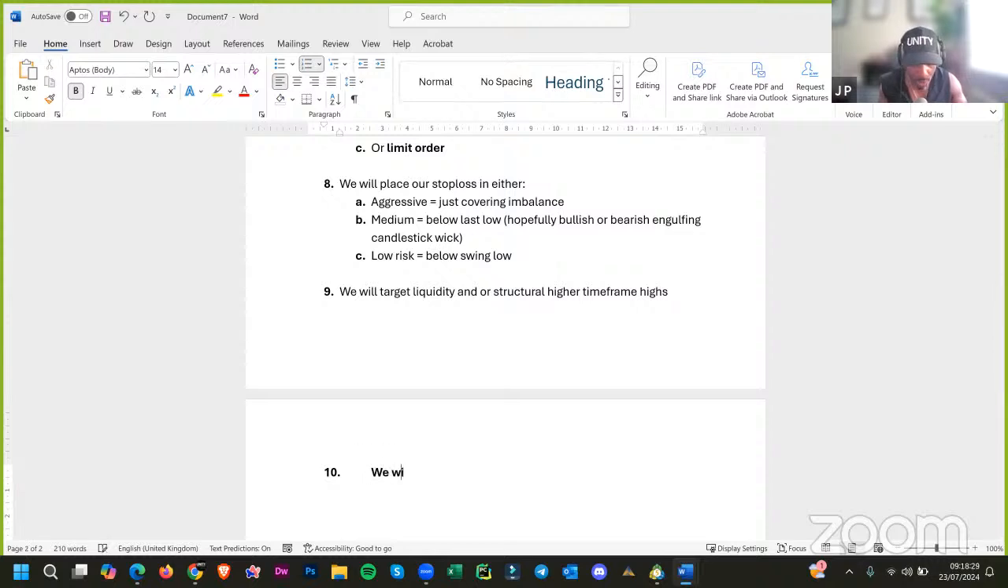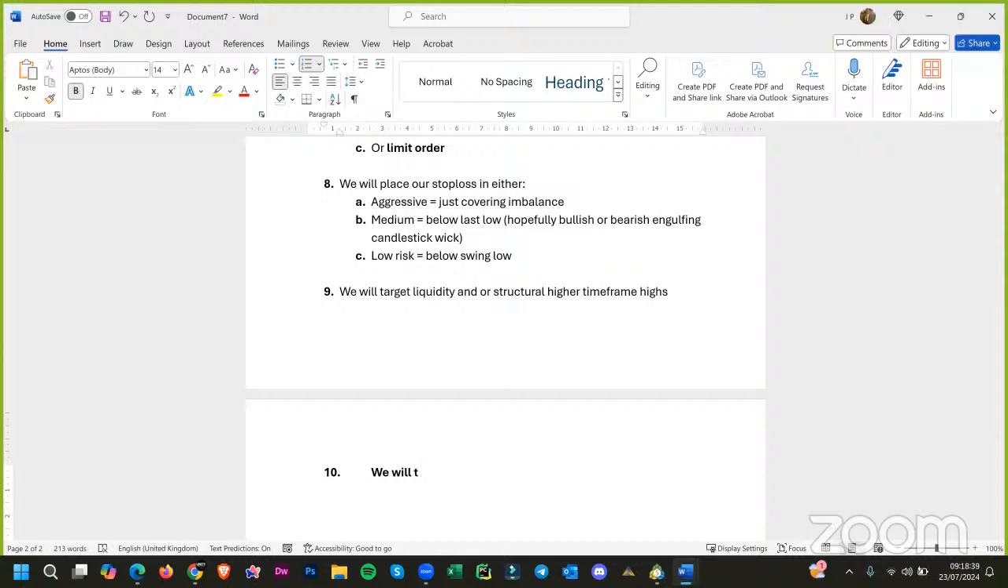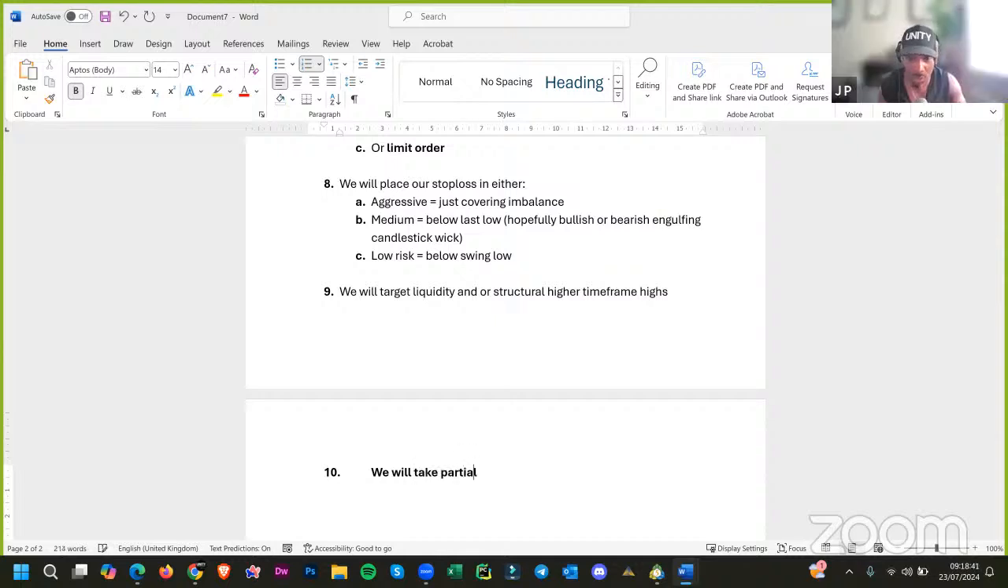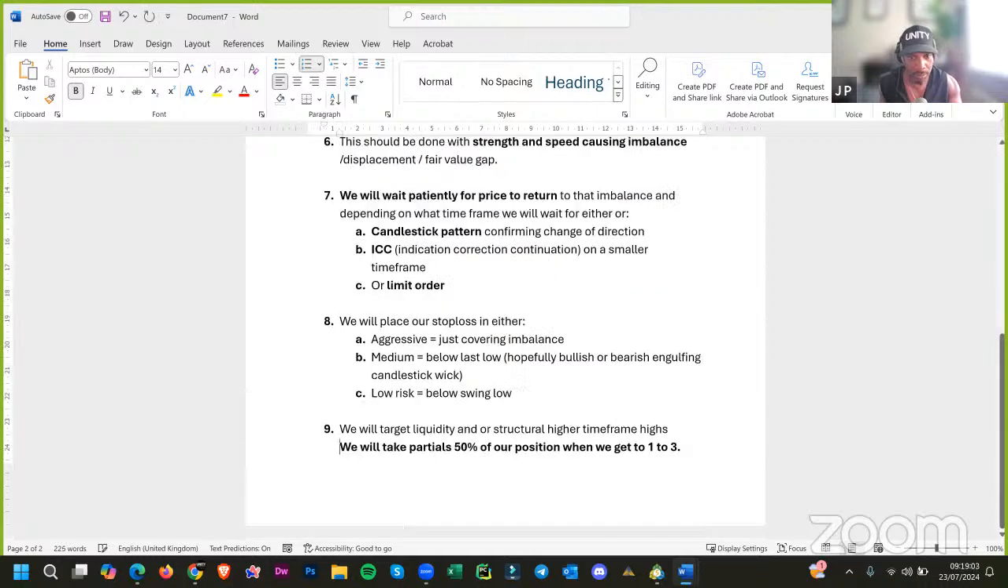We will take partials, 50% of our position when we get to a 1, 2, 3. We will take partials. In fact, we're going to do it like this. We will take partials.